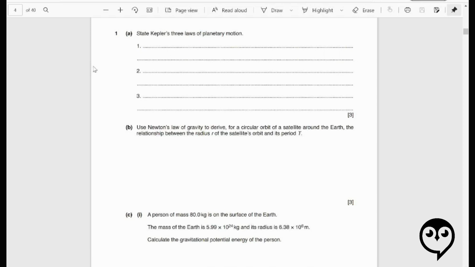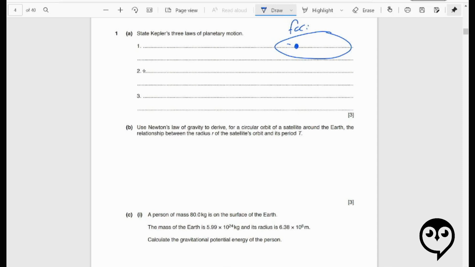Okay, and this is a Cambridge Pre-U Paper 3 from 2018. State Kepler's 3 laws of planetary motion. So we know that the first law of planetary motion is that orbits are ellipses, and the sun or the star or the planet, whatever the larger mass body will be, is at one of the foci. So write that out as you will.